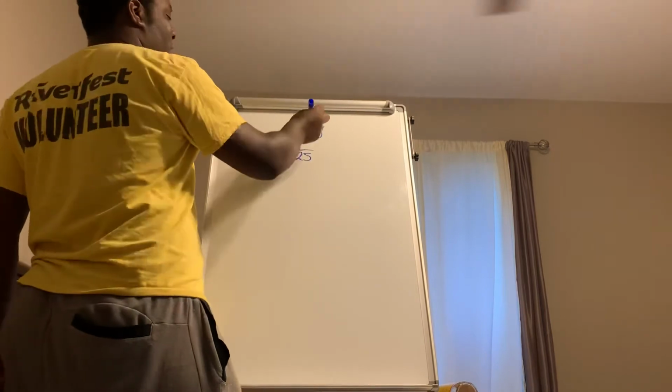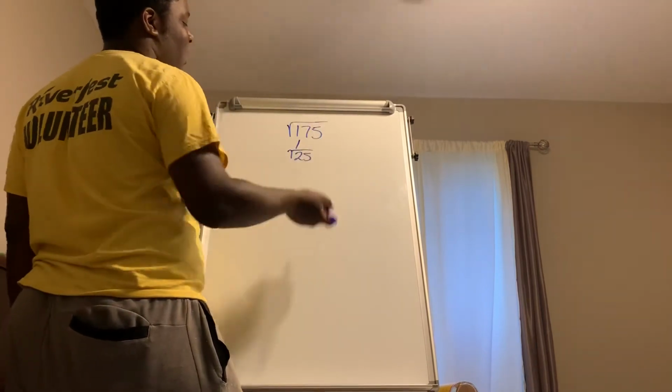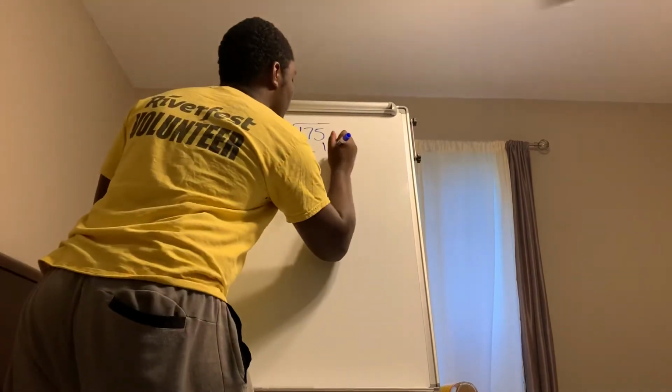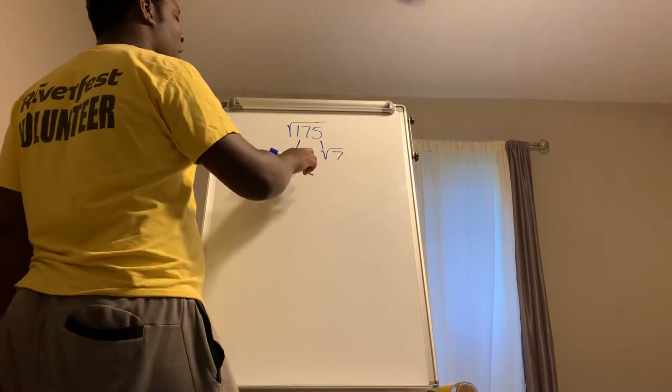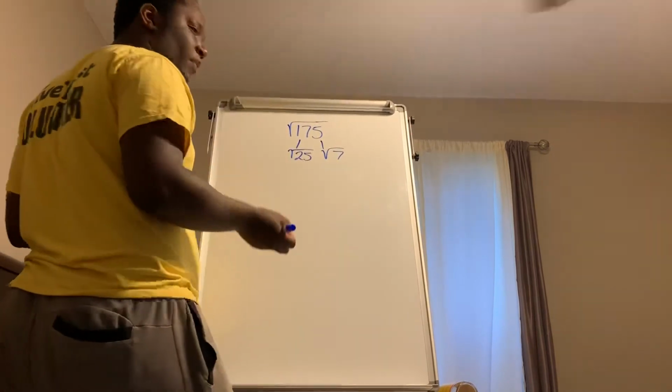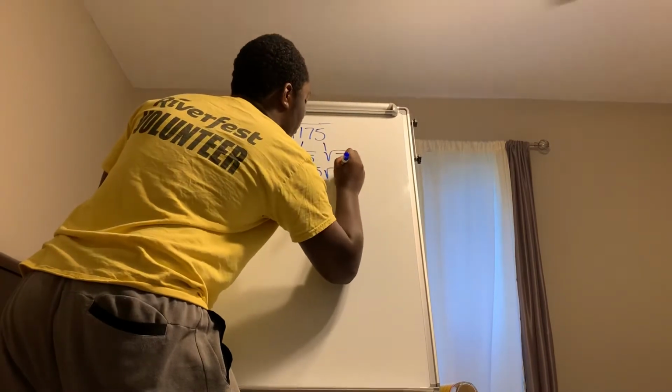And then 175 divided by 25 gives us the square root of 7. And there's no perfect square in here. So we're going to pull this 5 out. 5 times 5 is 25. Our answer will be 5 radical 7.